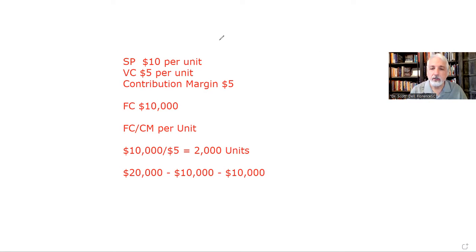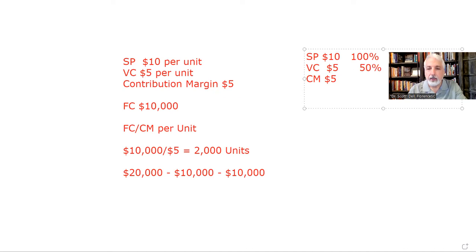So you recall that we had our CVP income statement. When we did that, we said, okay, I've got my selling price of 10, my variable cost of 5, and my contribution margin of 5, which is my selling price minus my variable cost. If we look at percentages, our selling price is 100%, our variable costs happen to be 50%, and our contribution margin had to be 50%. We've got some easy numbers to work with.